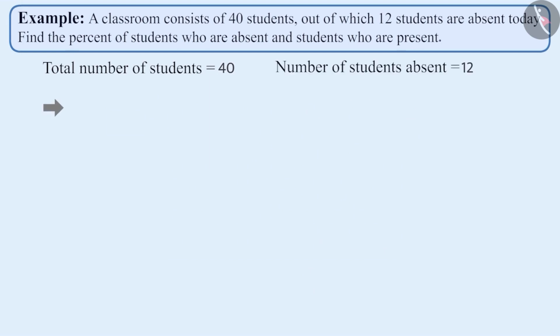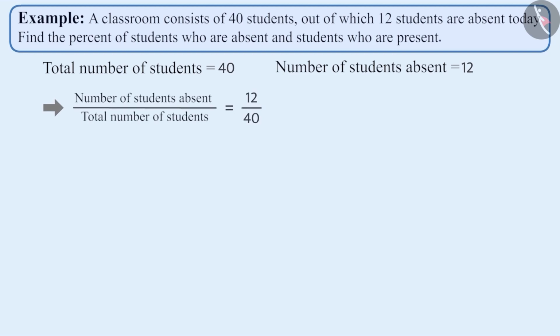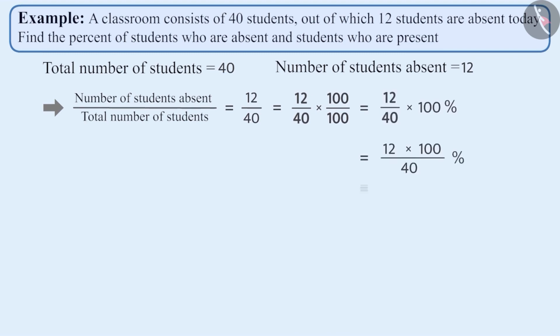Therefore, the number of students absent comprises of 12 by 40 part of the total number of students. To express it in percent, we have to convert the denominator of the fraction to 100. For this, we will multiply the fraction 12 by 40 with 100 and divide it by 100 so that the value of the fraction does not change. 12 by 40 is equal to 12 by 40 into 100 by 100, which is equal to 12 by 40 into 100%, which is equal to 12 into 100 by 40%, which is equal to 1200 by 40%, which is equal to 30%. Therefore, 30% of the students are absent in the classroom today.